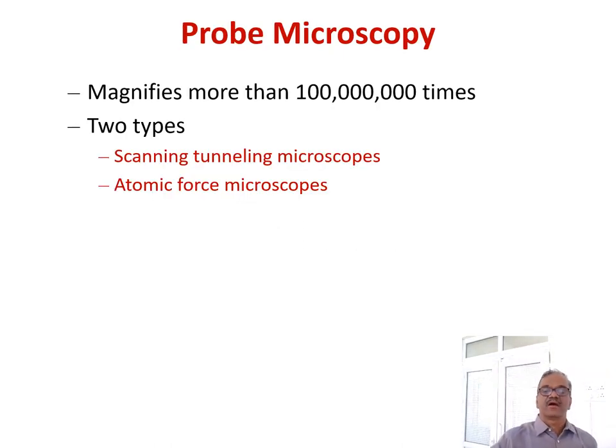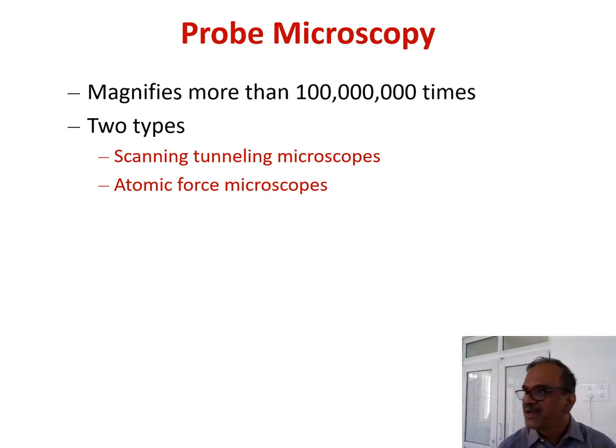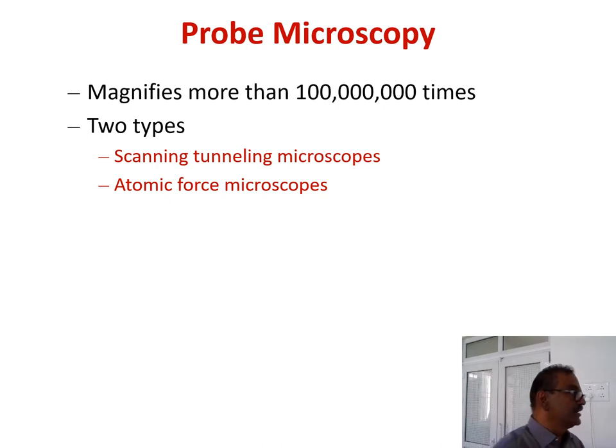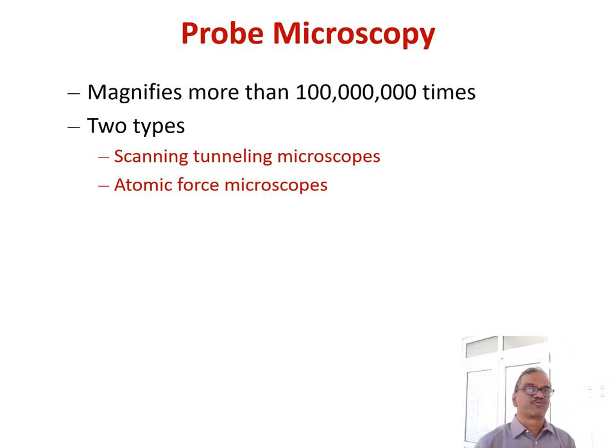Right. Then the last one is probe microscopy. It magnifies more than 100 million times. In that there are two important ones: the advanced scanning tunneling microscope and the atomic force microscope.